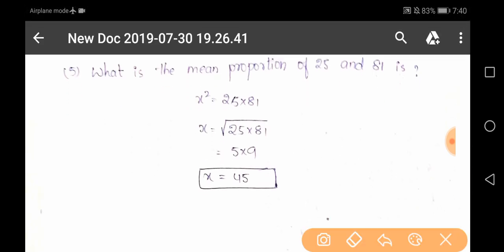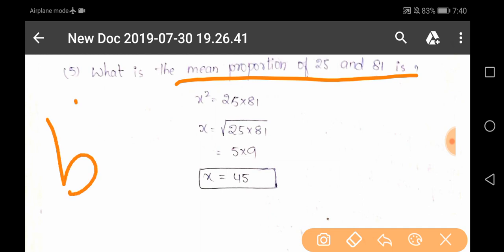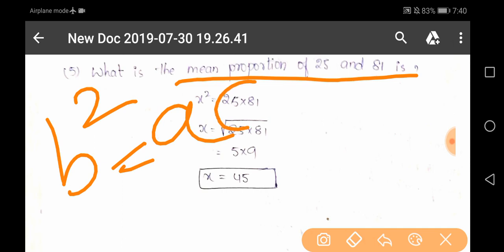So in the previous video we had one question. What is the mean proportion of 25 and 81? We already know b square equals AC. So this is the mean proportion, right? A and C they have given as 25 and 81.